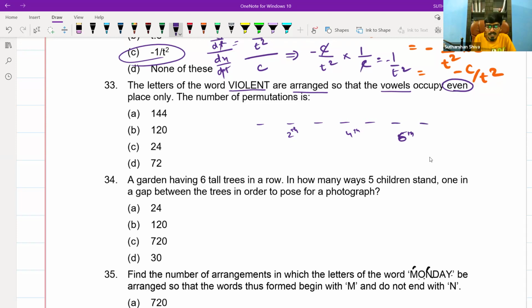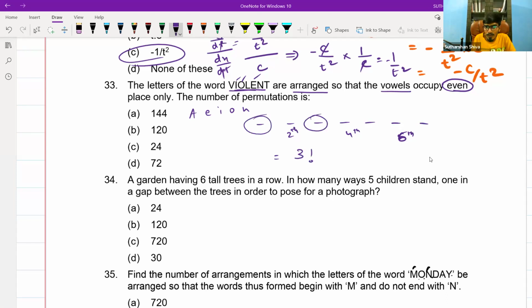How many vowels here? A, E, I, O, U are the vowels. I, O, E. So there are 3. The vowels occupy even places, they are asking. So if it is an even place, they can arrange themselves in 3 factorial ways.